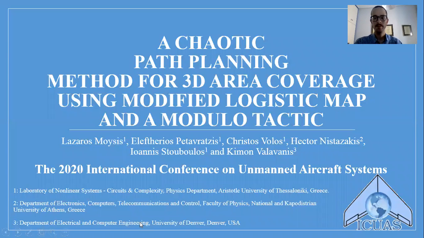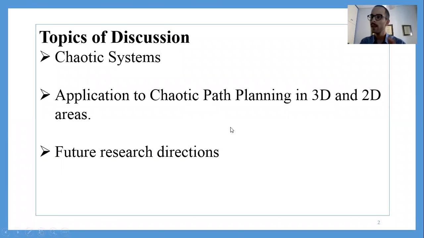So, let's begin. I'm going to discuss three main things. First, I'm going to discuss chaotic systems. Then I'm going to discuss the application of chaotic systems to path planning in 3D areas for UAVs and 2D areas for simply autonomous robotic agents. And third, I'm going to discuss future research directions for our work.